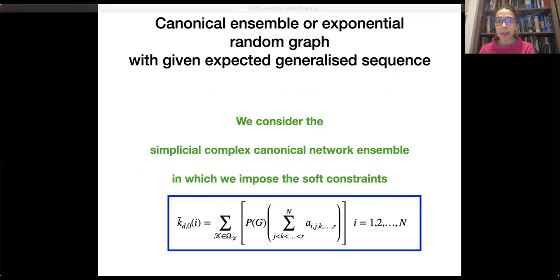So as constraint, as we say, we fix the sequence of expected generalized degrees of the nodes. So for each node i, we sum the adjacency tensor over all the other d indices, where the indices constitute a distinguishable set of d indices, so where j is less than k and is less than r.